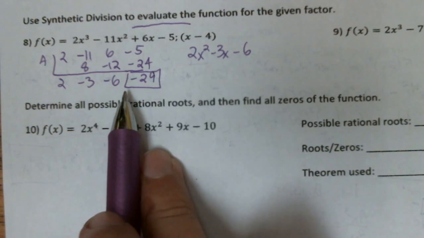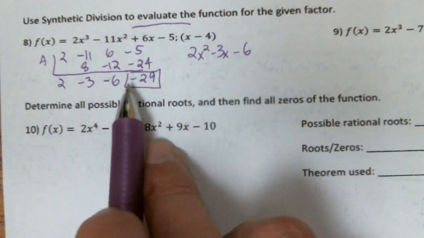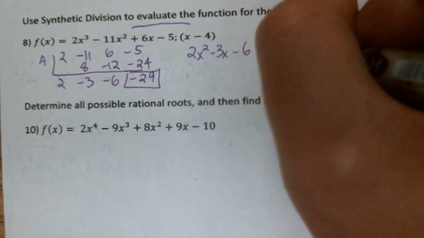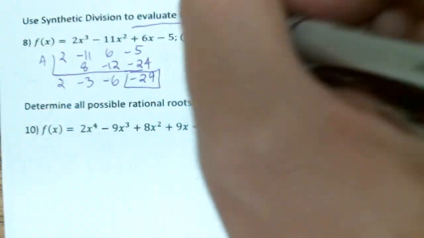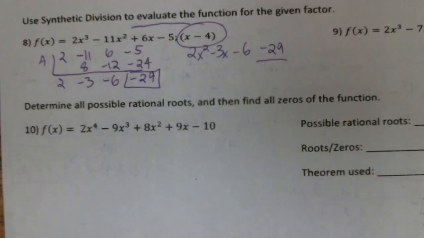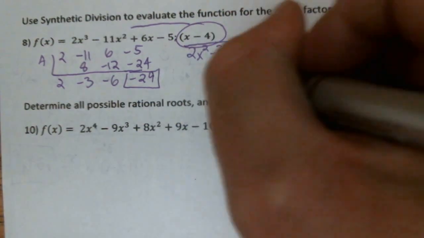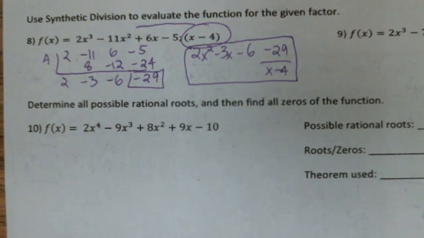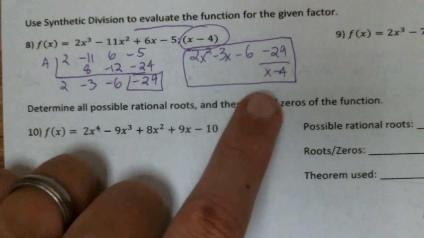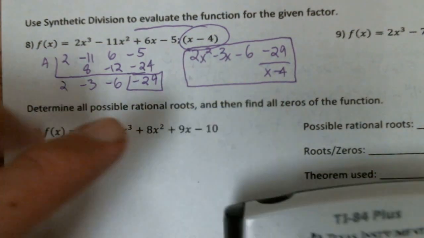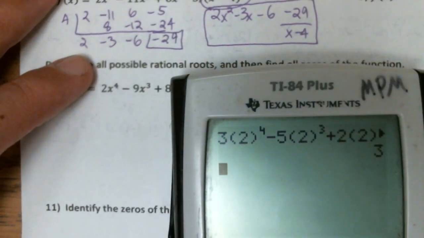But how do I write this remainder? The remainder is going to be this value divided by what? Divided by the divisor. So it's going to be over x minus 4. Okay, that's going to be my answer. Now, if you're typing that in your calculator to check, this is the way you would type it in.